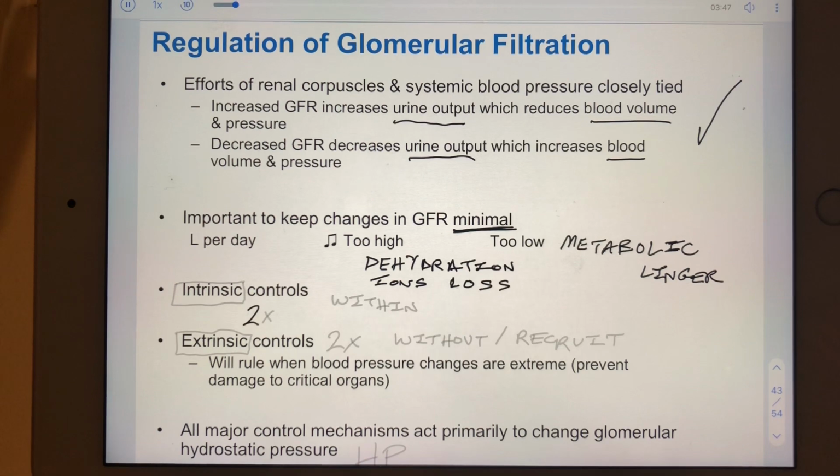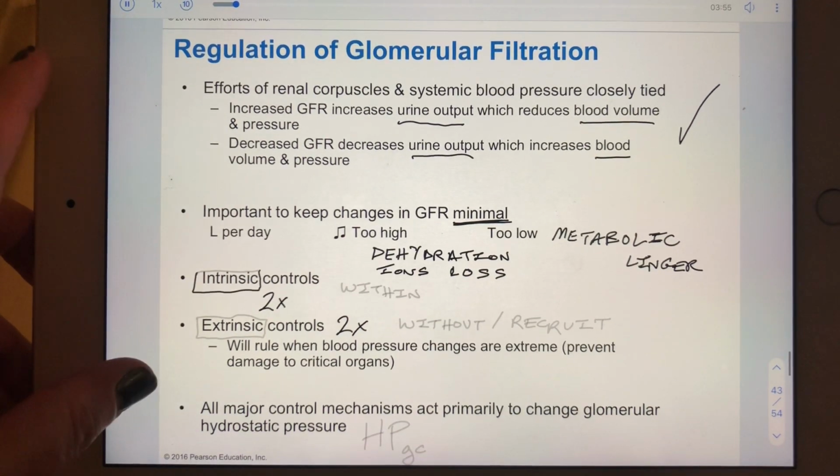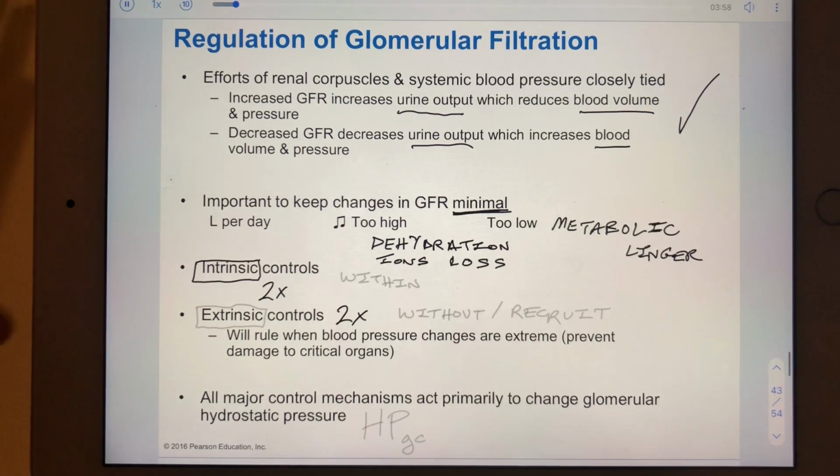2 of these are intrinsic, and 2 of these are extrinsic. The intrinsic controls hopefully will make sense for you, because we've been using the term intrinsic all quarter long. Intrinsic, most of you have learned to think of as from within. I can take care of this myself, thank you. I don't need to recruit help, right?